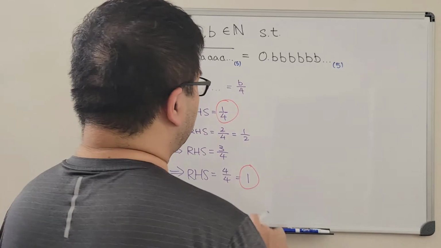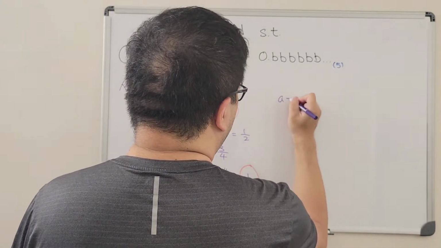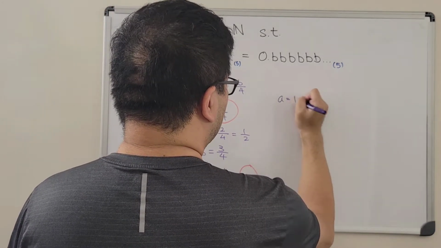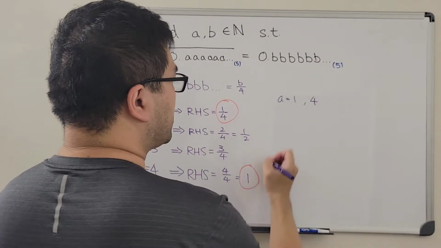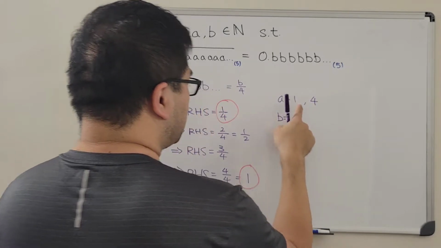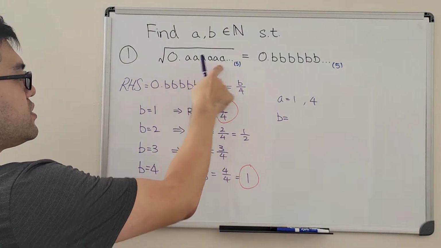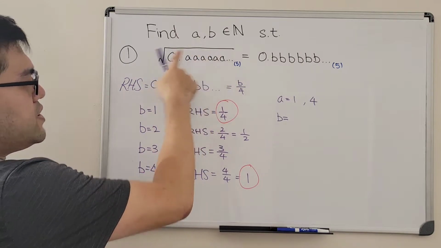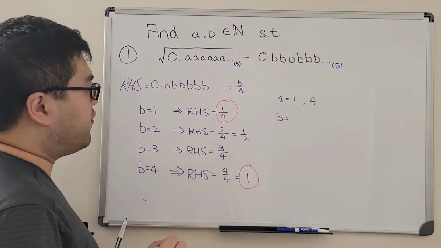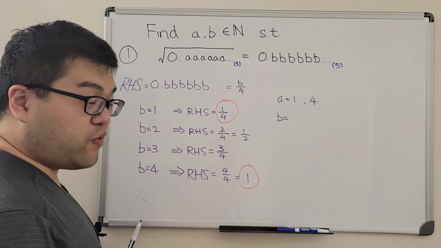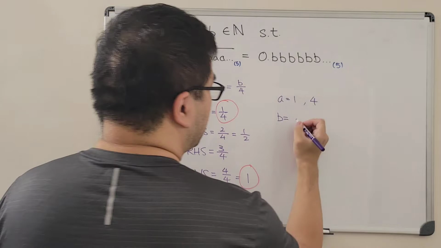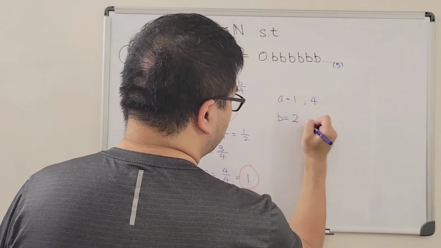So this implies that a can only be equal to 1 or 4. And if a is equal to 1, which is on the left hand side, then we get the term inside of the square root be 1 over 4, and the square root of 1 over 4 is 1/2, meaning the right hand side, b has to be equal to 2.